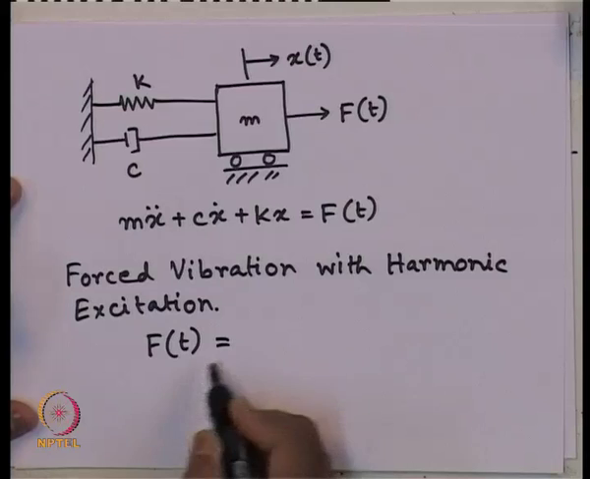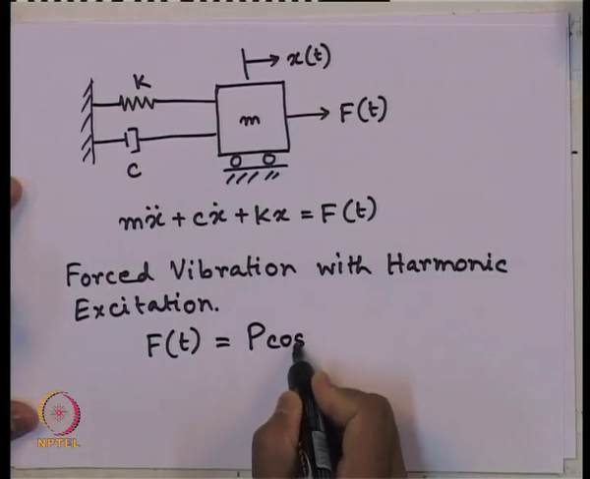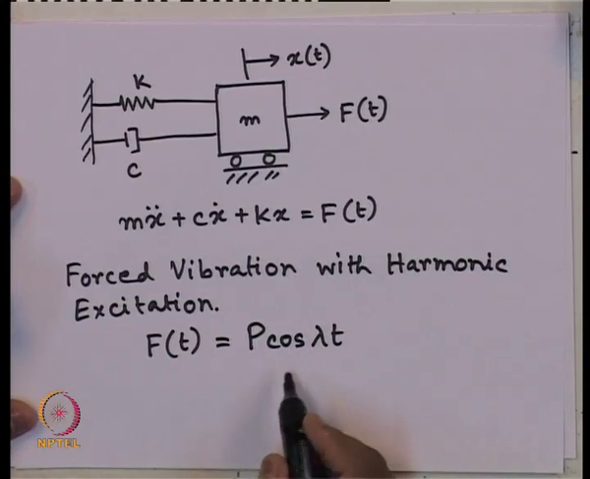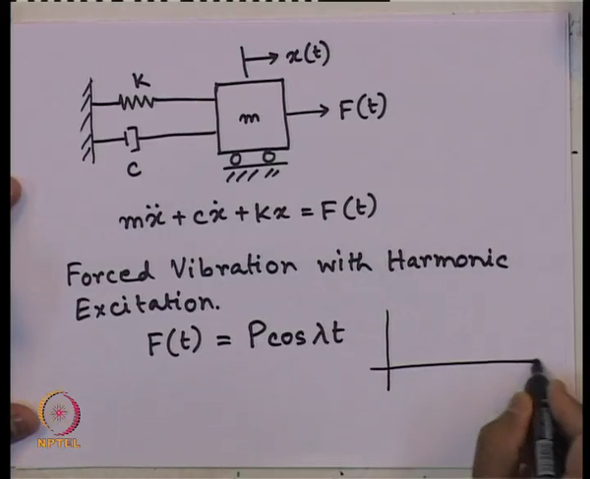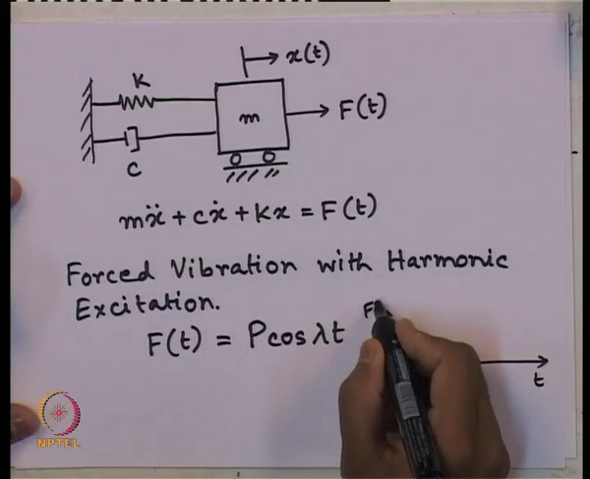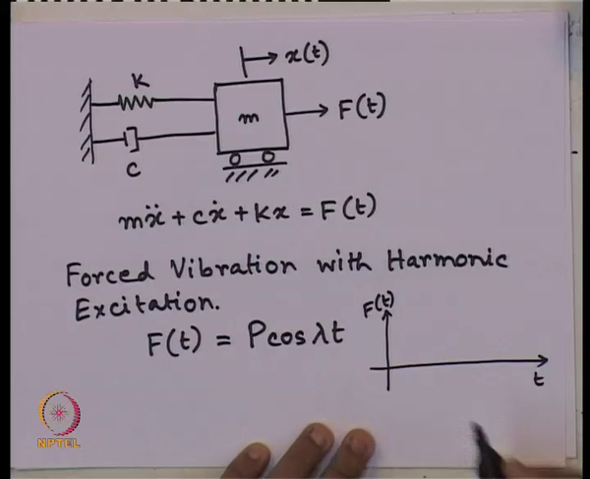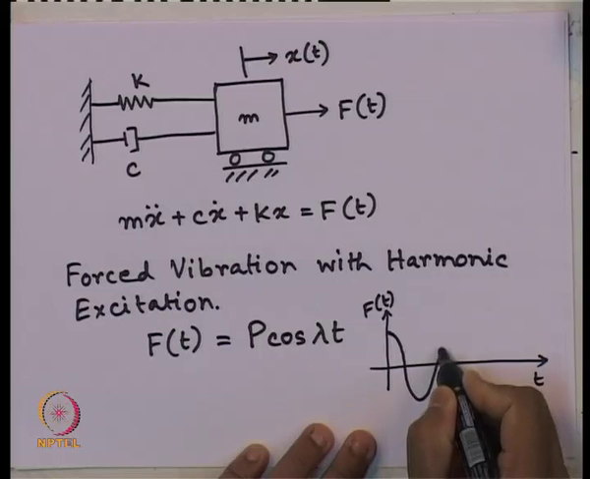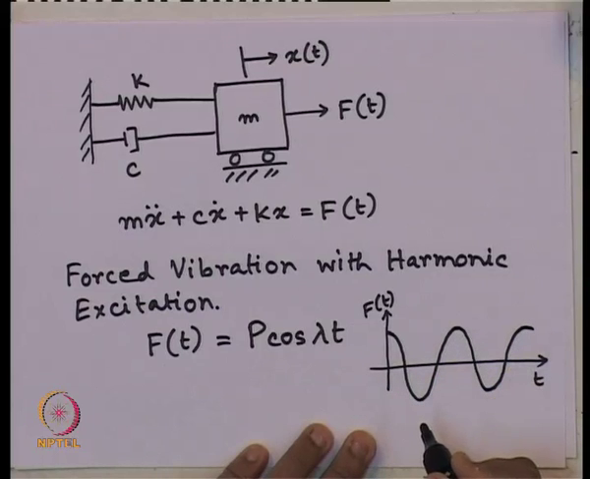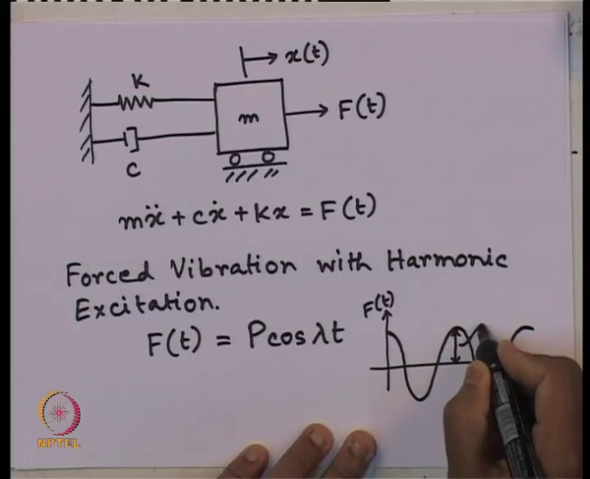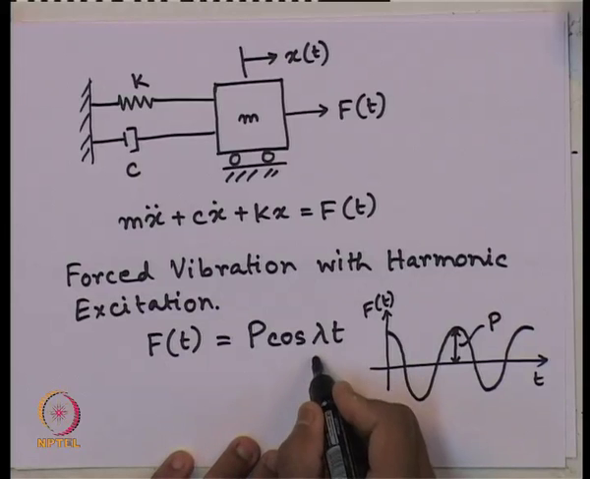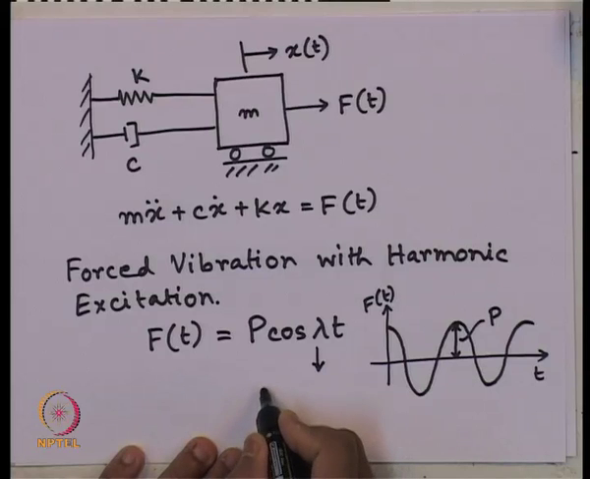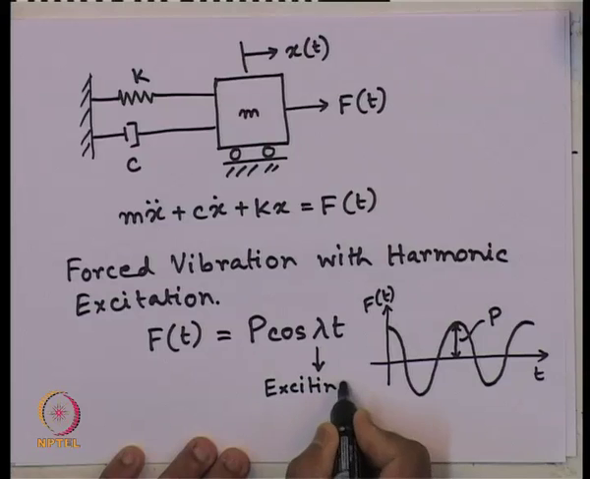Let us take f of t as p cosine lambda t. This is nothing but a harmonic load, a dynamic load as a function of t. If we want to draw the profile of f of t with respect to t, it should look like this. That is the profile of the externally applied dynamic load, with amplitude p. So, this dynamic load has amplitude p, and what is lambda? Lambda is called the exciting frequency.